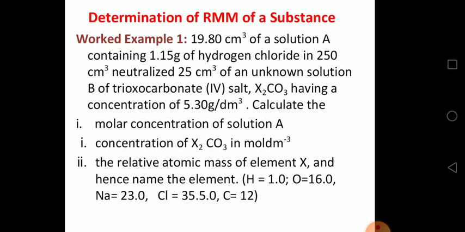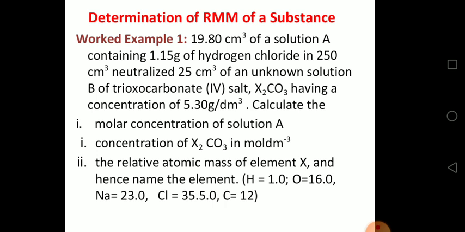Okay, I want us to take a close look at this question. Worked example 1. 19.80 cm cube of a solution A containing 1.15 gram of hydrogen chloride, that's the hydrochloric acid, in 250 cm cube neutralizes 25 cm cube of an unknown solution B of trioxocarbonate(IV) salt, X2CO3, having a concentration of 5.3 gram per dm cube. Calculate the molar concentration of solution A.